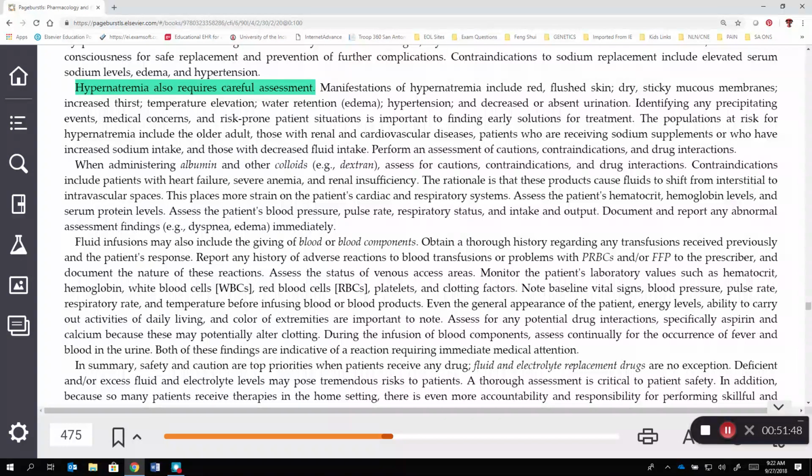But when they're hypernatremic, here are some of the things you might see, and you need to be watching your patient very carefully. Remember, too much sodium is not good for the brain, just like too little sodium isn't good for the brain or the rest of the body. But I worry about that brain. I worry about the heart with potassium and the brain with sodium. So you might see red flushed skin, dry, sticky mucous membranes, increased thirst.